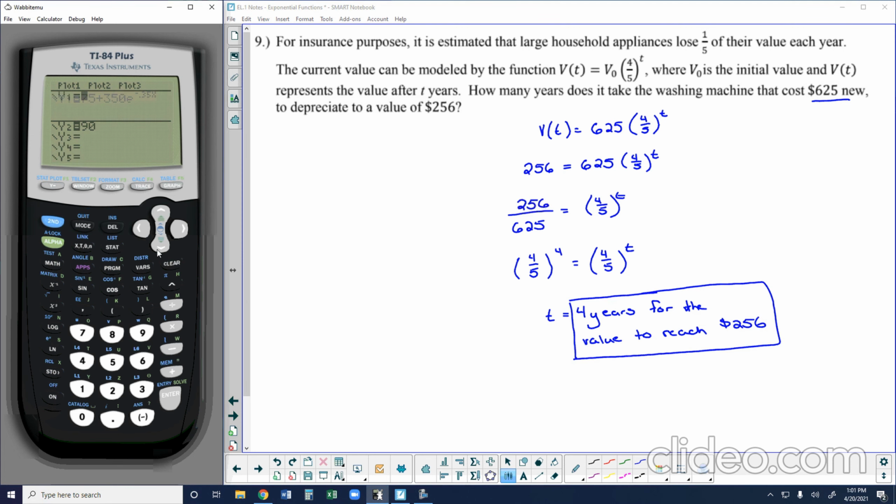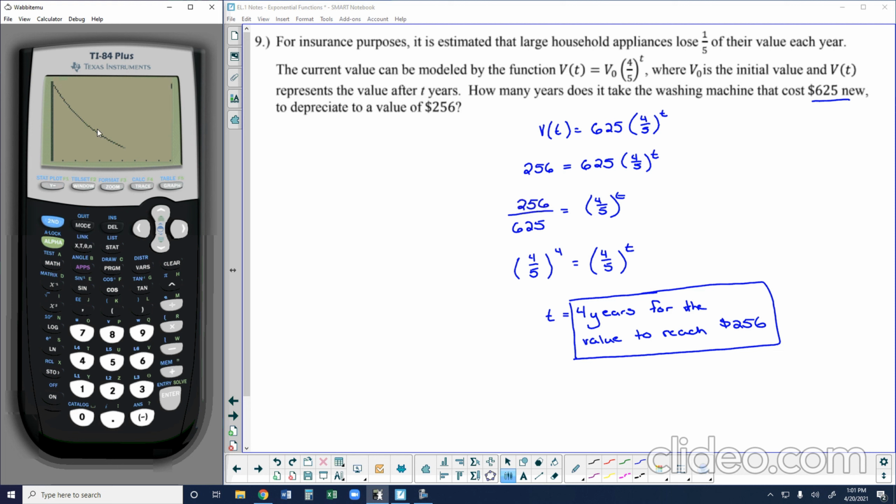If I wanted to solve this one graphically, I could start with the original function, which is 625 times 4/5 to the x power, just using x as my variable. And then I'm going to put in the y value that I'm looking to find, 256. I'm going to set my window. I'm going to put my x maximum back to 10 here, and leave my x minimum 0 because I can't have less than 0 years. And then hit zoom fit, which is the 10th option.